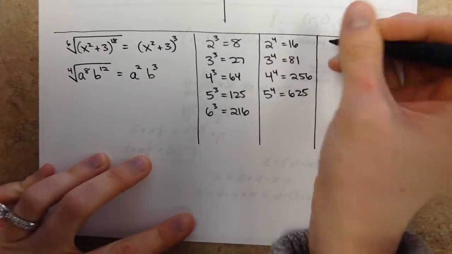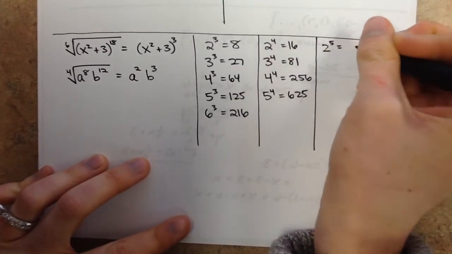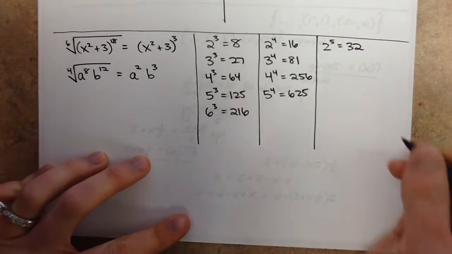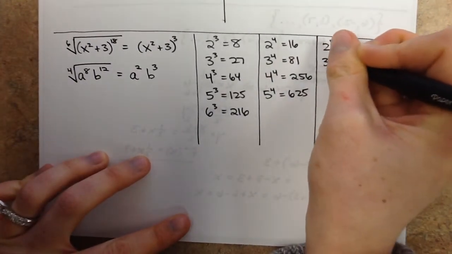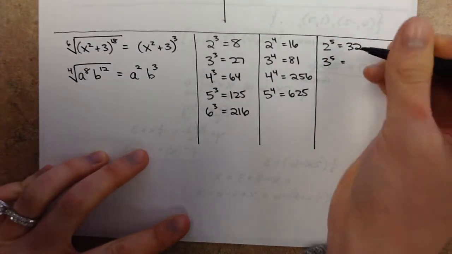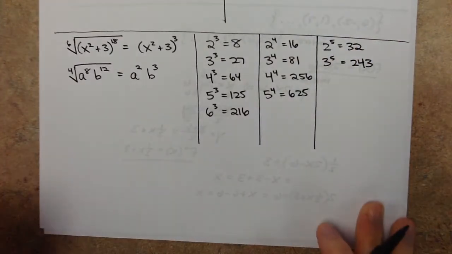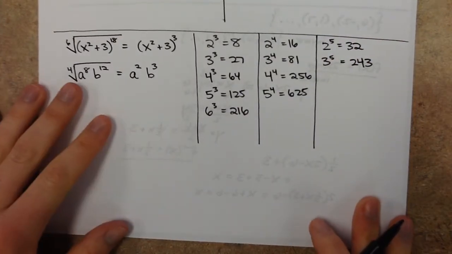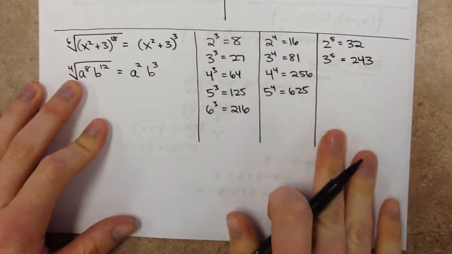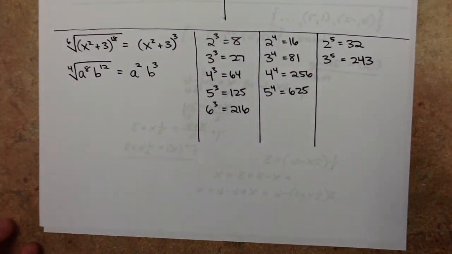And some 5th powers. 2 to the 5th is 32. And we could probably stop here with 3 to the 5th. 3 to the 5th is 243. Okay, so just a couple of powers to throw on there. So you should know these if they pop up on the test, okay?